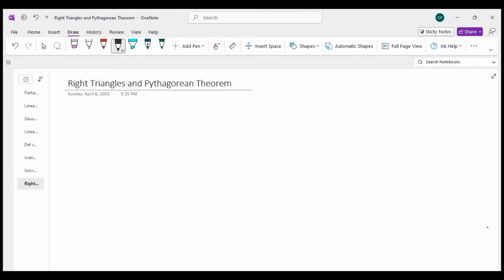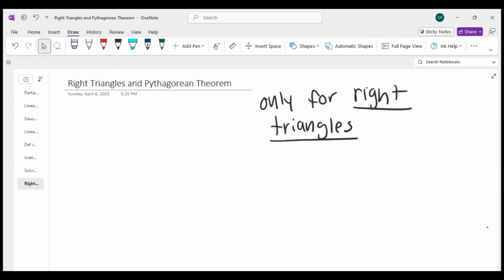Today is going to be kind of a short video because we're just going to be going over right triangles and the Pythagorean Theorem, and we're strictly focusing on that. So, the Pythagorean Theorem states that in a right triangle, note that this is only for right triangles. You cannot use this on isosceles or any of those, right? But it states that a squared plus b squared will equal c squared.